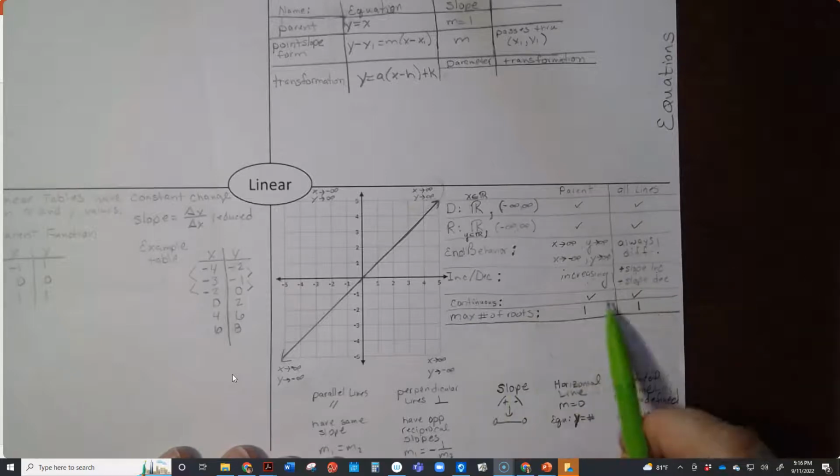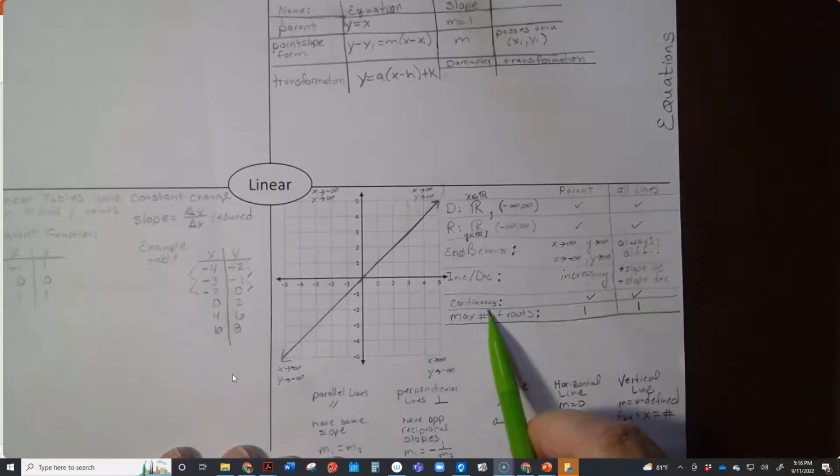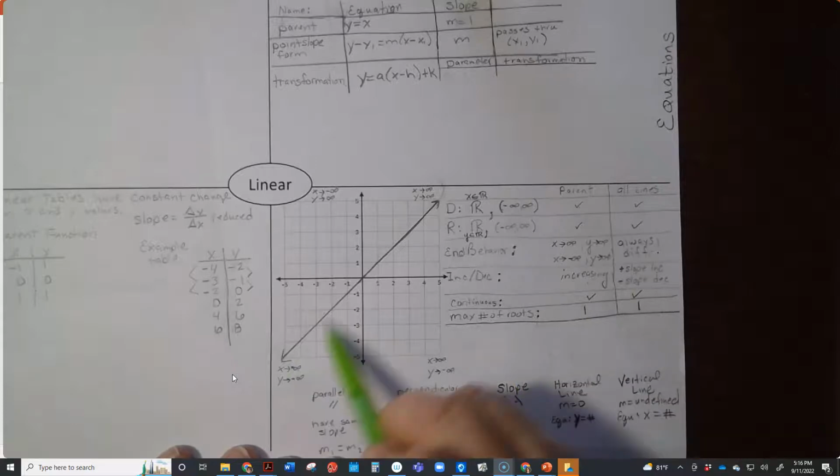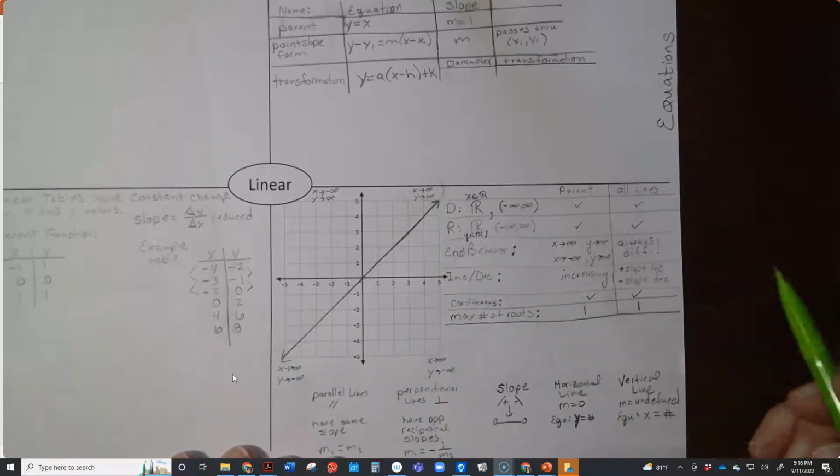All linear functions are continuous. Remember, continuous does not mean goes on forever. Continuous means that there are no gaps or breaks in the graph. And a linear function is going to have a maximum number of roots of 1. That means at most it can only cross the x-axis one time.